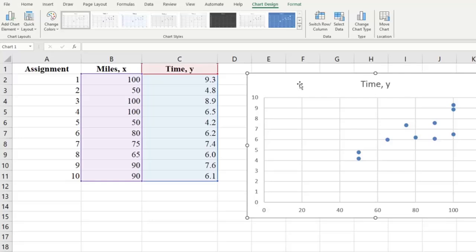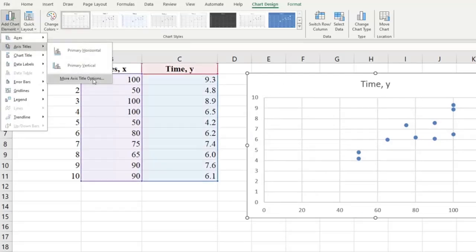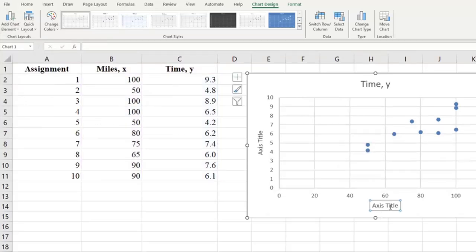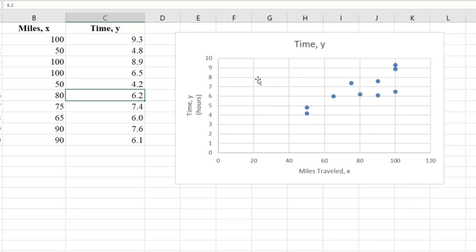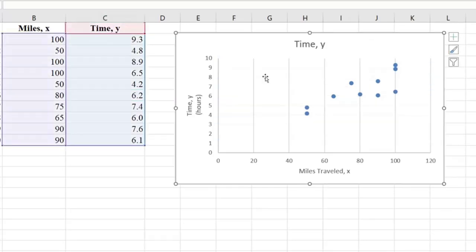Now, of course, we should always label the axis. So chart design, add chart element, axis titles, more axis title options, and this part is already selected. Miles traveled, which is x. And then here I'm going to say time, that's going to be hours, that's y. So we got this, and now sometimes you might want to make it clean, so get rid of the grid lines.